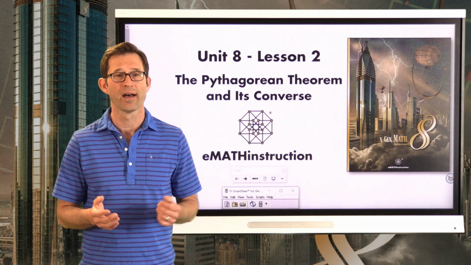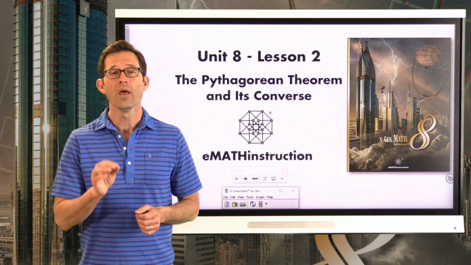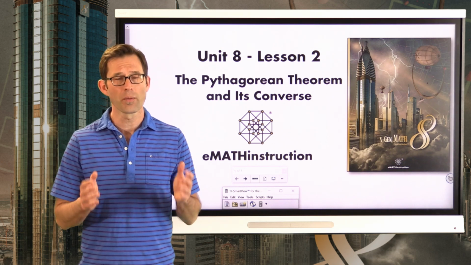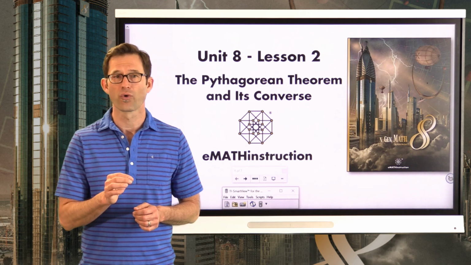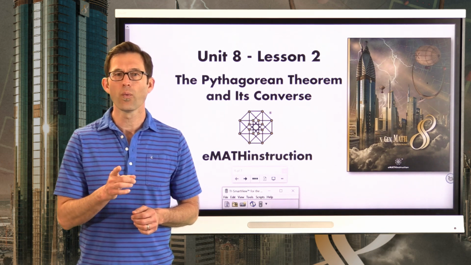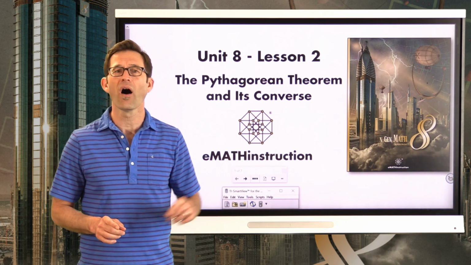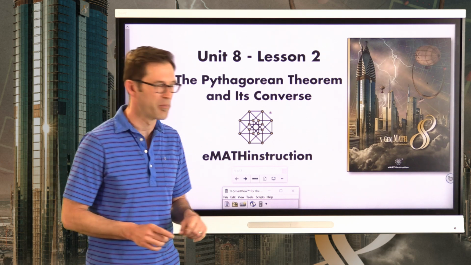As we saw in the last lesson, our first one in Unit 8, the Pythagorean Theorem is a formula, essentially, that relates the lengths of the three sides of a right triangle. And let's review that right away before we start talking about what the converse of the Pythagorean Theorem is.